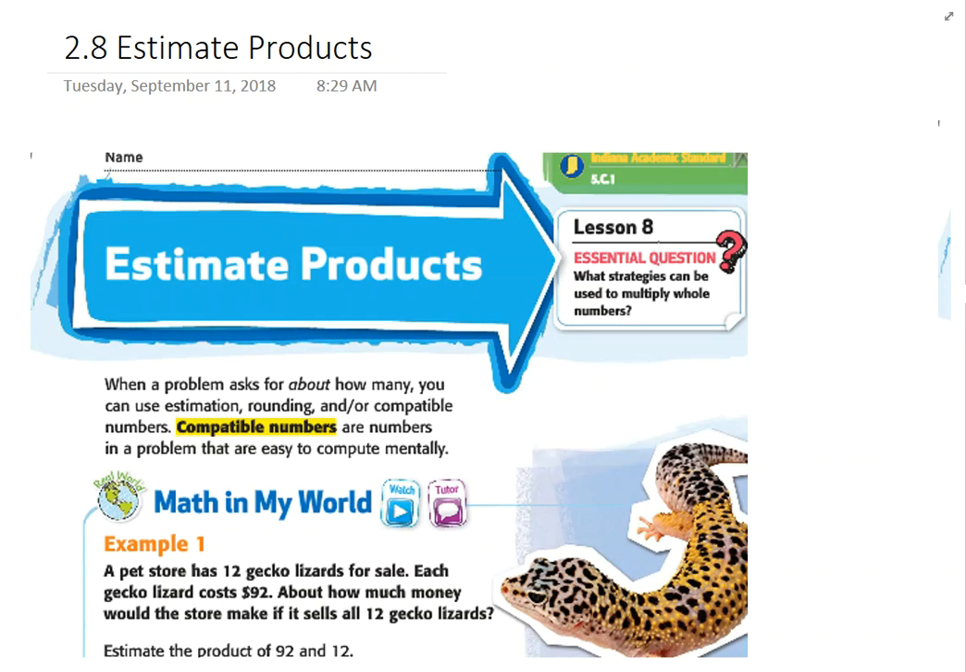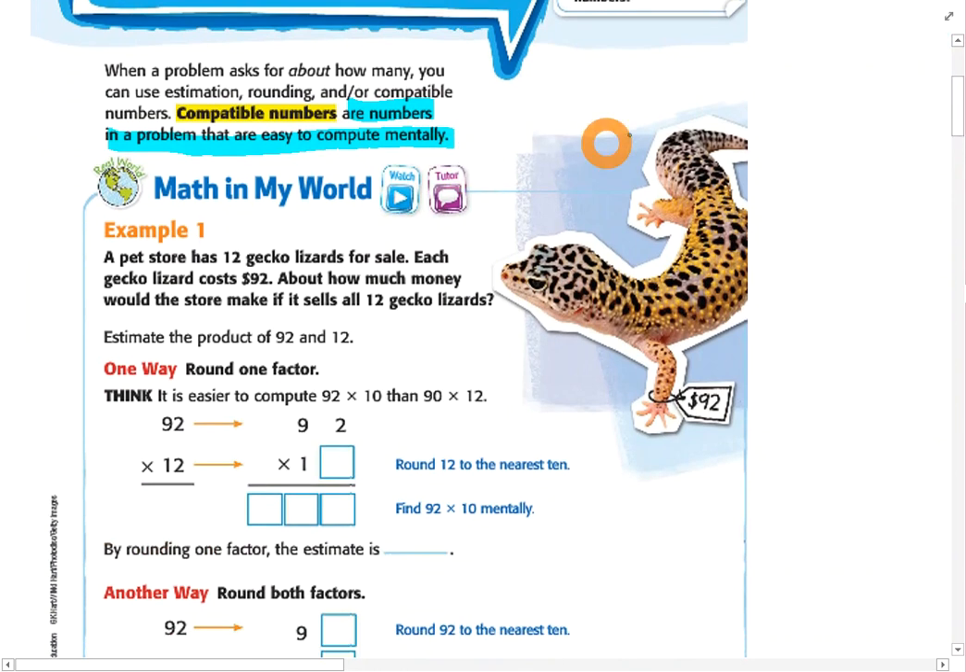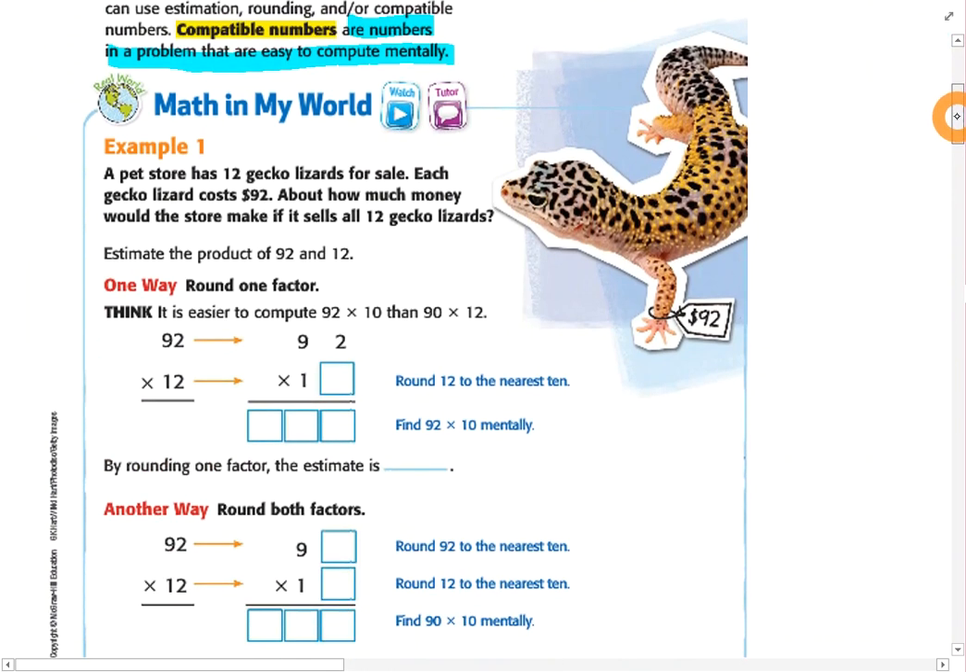As we look at our notes here, compatible numbers are numbers in a problem that are easy to compute mentally, meaning turn them into something that makes sense, that's easy to work with. Typically, those are numbers that end with 0. Maybe 5, but typically we round them to numbers that end in 0.